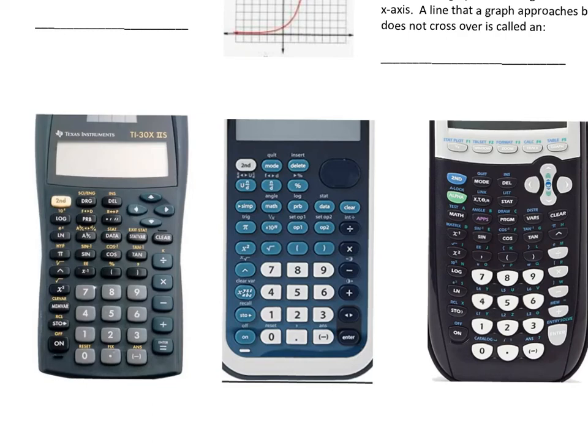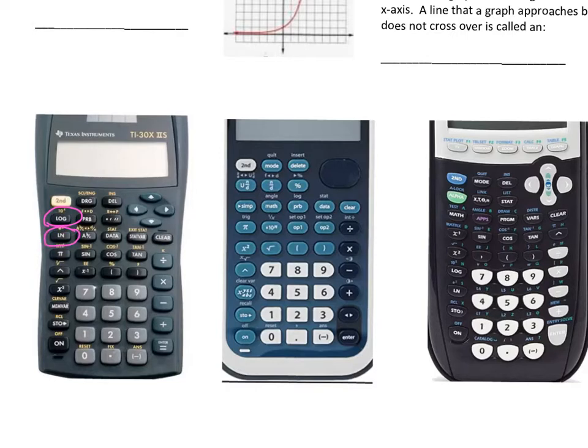Lesson 5.2, Logarithmic Functions and Their Graphs. I know this is the same picture from 5.1, but I just wanted to check in with you to make sure that you recognize where the buttons are that you'll need for today. We're doing the inverse of exponential functions, so you're going to need to find the log and the ln button.